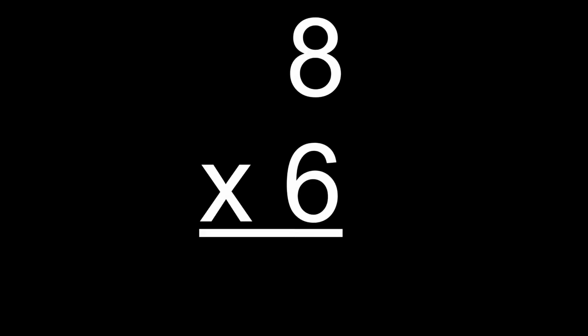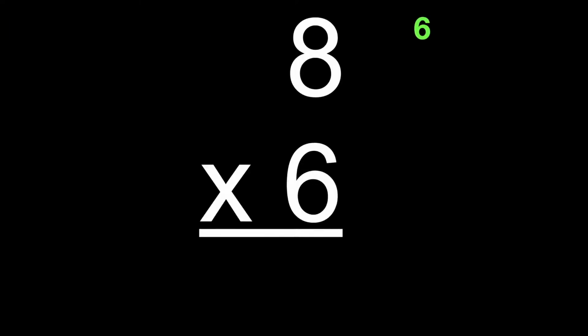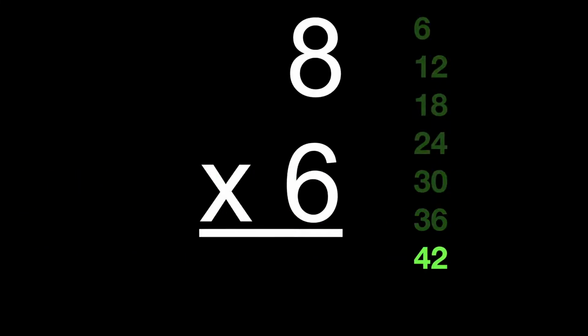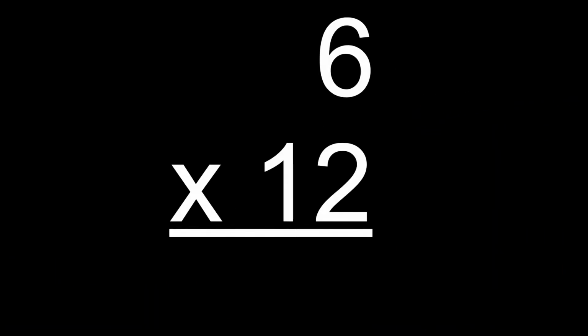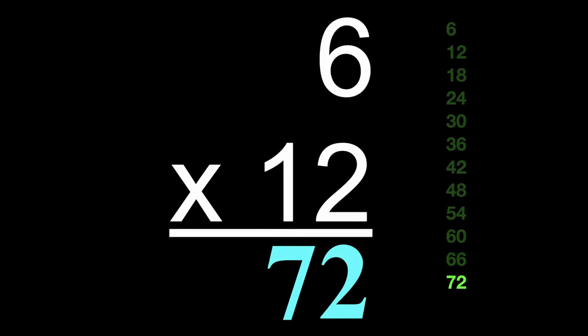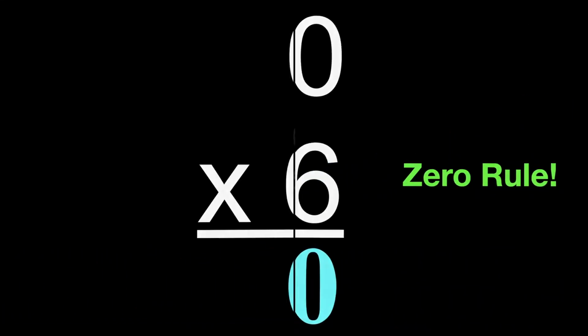8 times 6. Keep track if you want to. 6, 12, 18, 24, 30, 36, 42, 48. Perfect. 6 times 12, that's that big one. 6, 12, 18, 24, 30, 36, 42, 48, 54, 60, 66, 72. That's easy, right? Zero rule. 0 times 6 is 0.